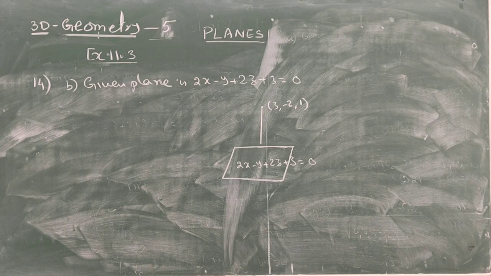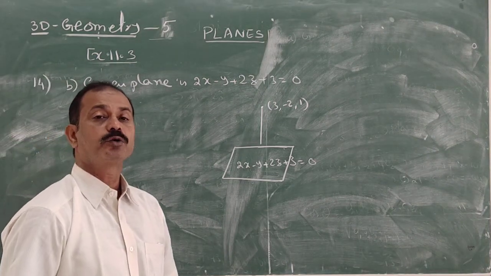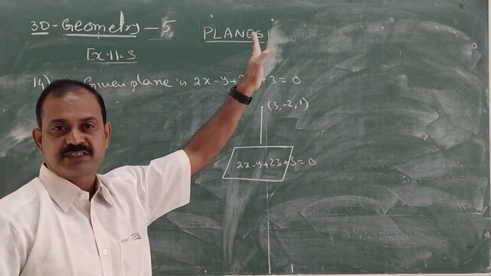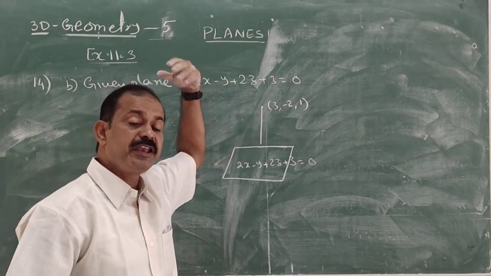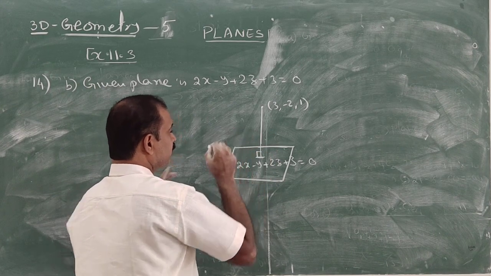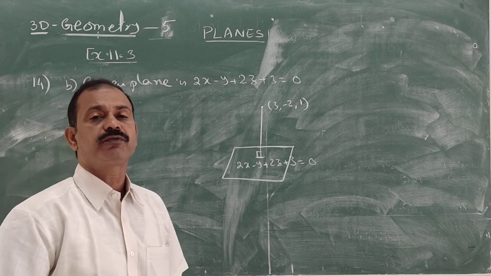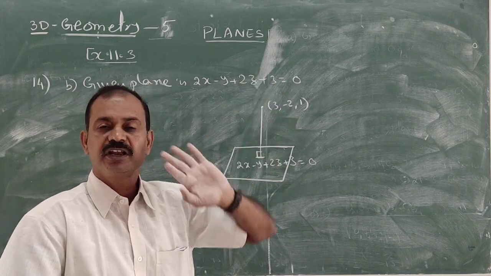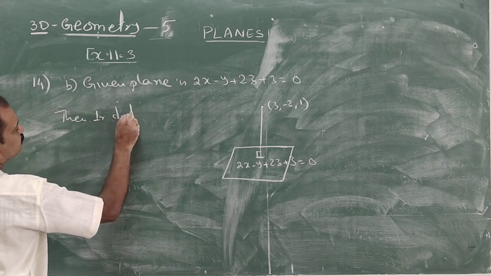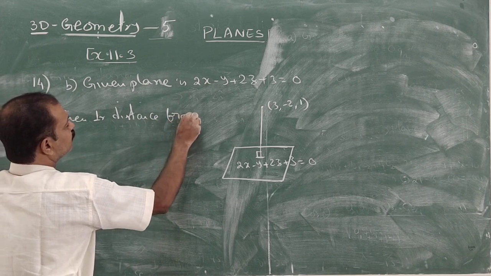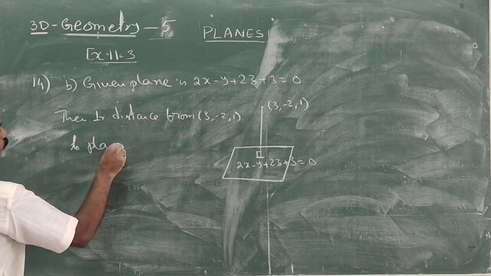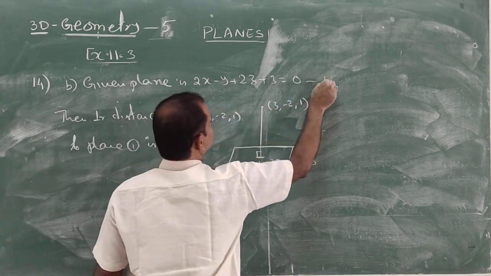Now the last problem of this chapter is you have to find out the perpendicular distance from any point, not only from the origin. From the origin, that is different. Now from any point to the plane, perpendicular distance from any point to the plane. For that, what formula I have given? Just substitute the point, that's more than enough. Then perpendicular distance from 3, minus 2, 1 to plane 1 is, so you assume this is 1.